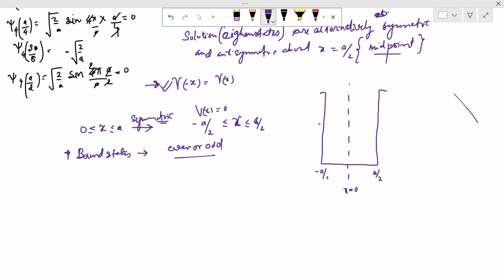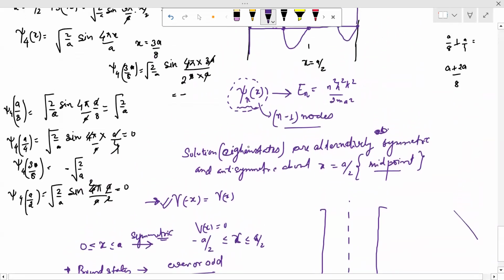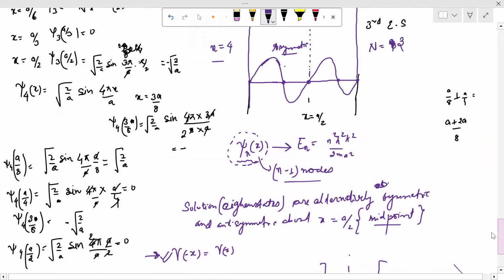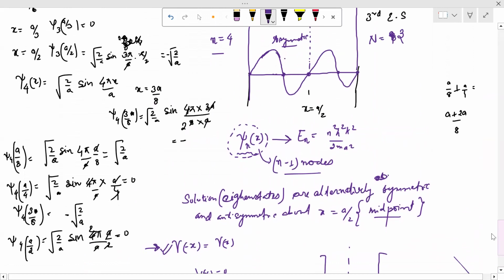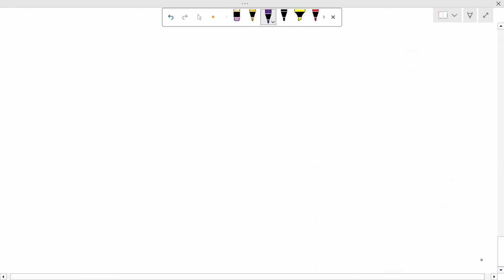I was just telling you something, I told you this particular thing. We'll do it in greater detail later on. But understand that the solution, the sine, which is root over 2 over a sine of n pi x upon a, is alternatively symmetric and anti-symmetric about x equal to a by 2.